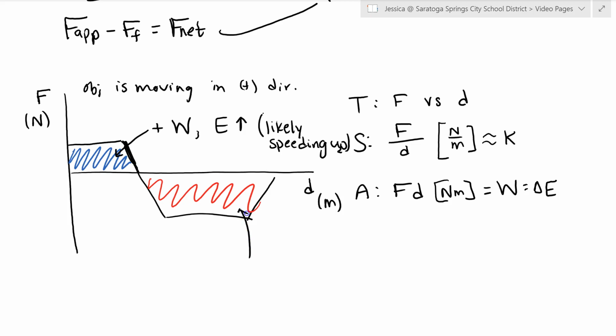Then in this section here, because the force is negative, which means it's pointing in the opposite direction that the object is moving, the work done is going to be negative, which means that our energy is going to be decreasing. So this object is likely slowing down.